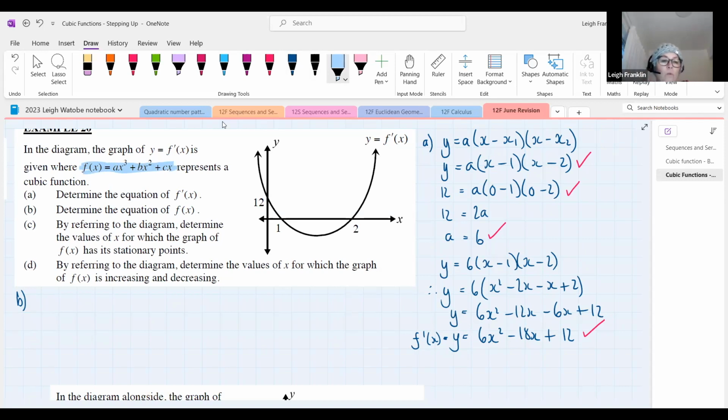Any ideas as to how we would do this? Anyone got a suggestion? What would be our starting point? Remember, we have the graph of the first derivative. So I'm giving you a little hint there. Lebogang, go for it. You're welcome to unmute and speak, Lebogang.